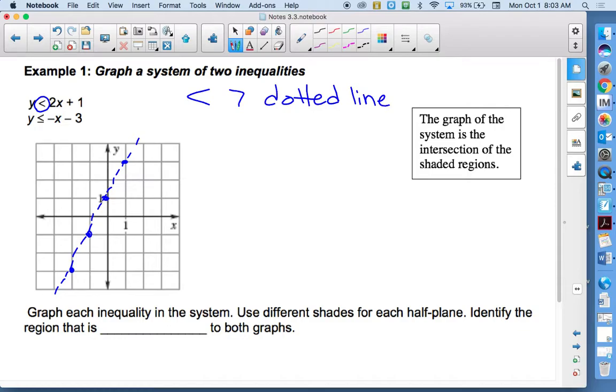And then Holly did say below. So always think either above or below the line, never left or right, unless it's a vertical line. So go to any of those points and just go below the line. So we have our first line graphed here. See if you can graph the second one.